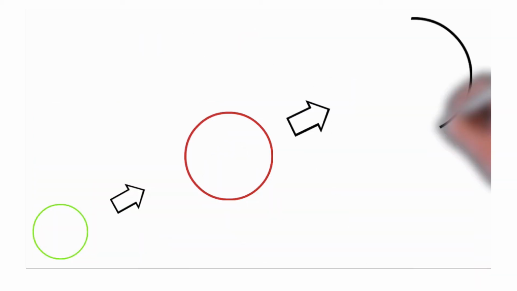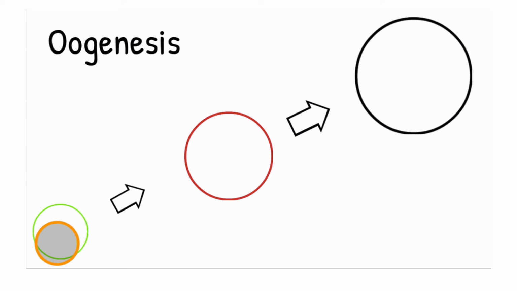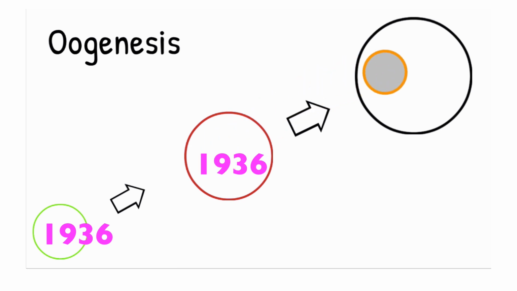So once again, if we look at this, the oogonia right here starts developing in 1936. Also in 1936, the primary oocyte is formed. But that egg, this one particular egg, doesn't complete oogenesis or meiosis until 1967. I say 1967 because I was born in January of 68, so it had to be fully developed 9 months before January of 1968.